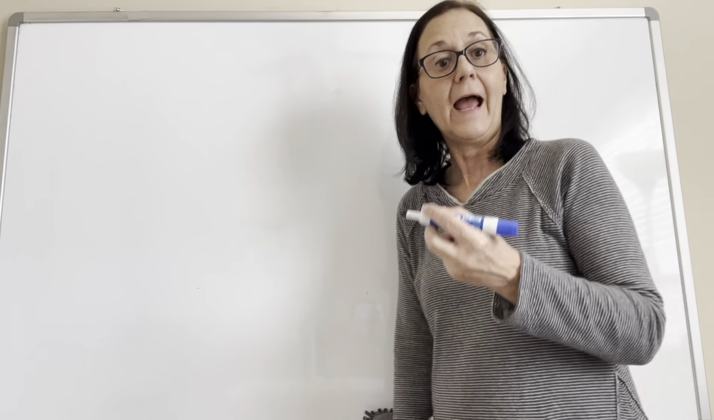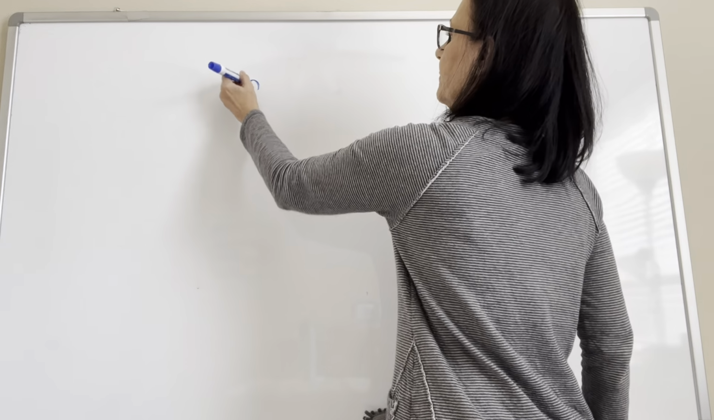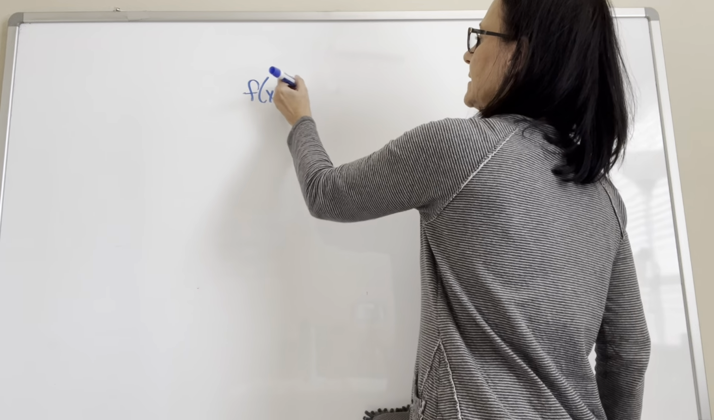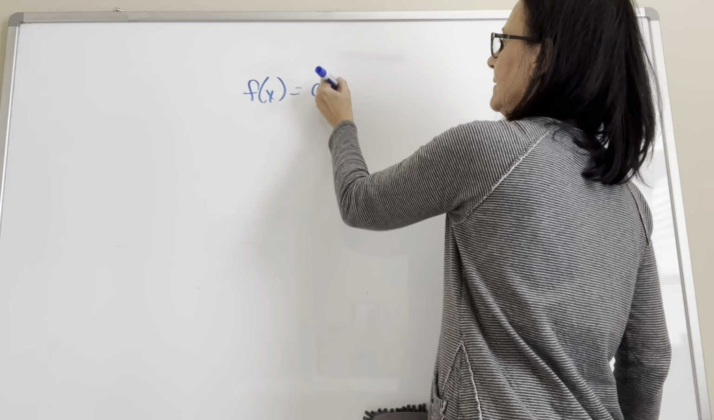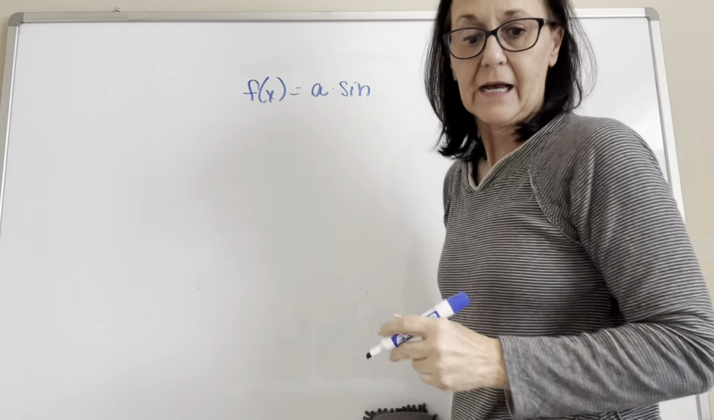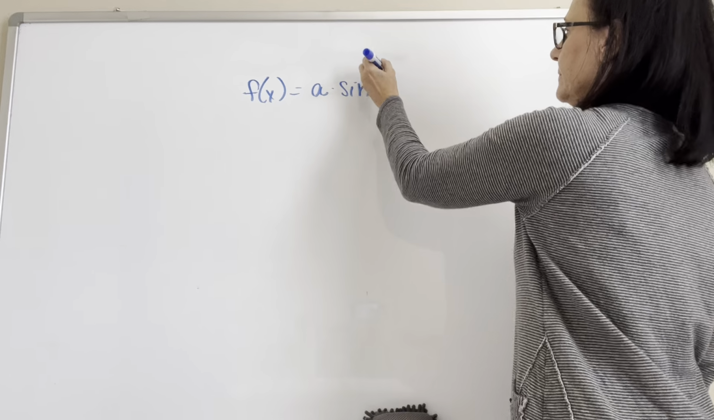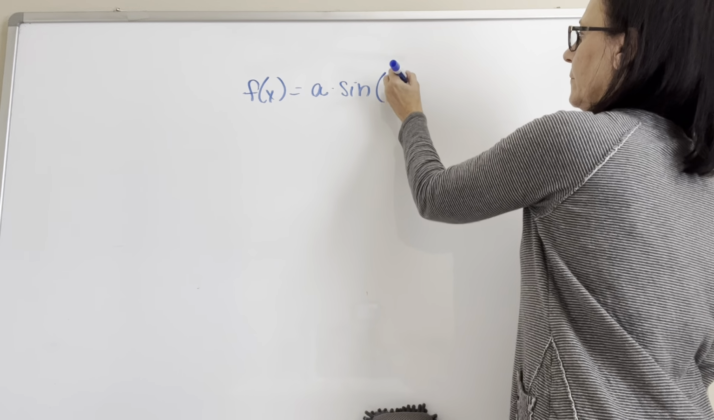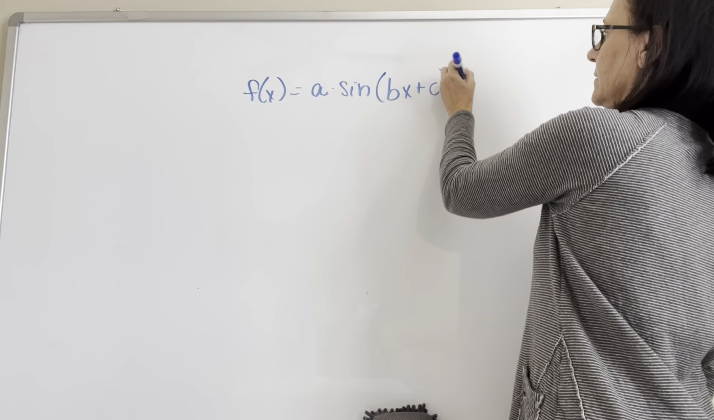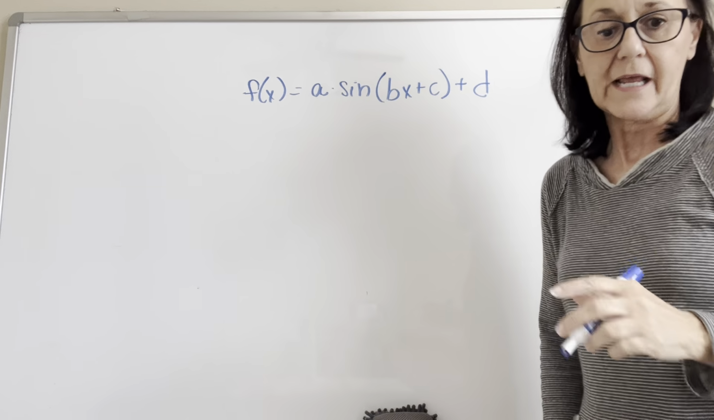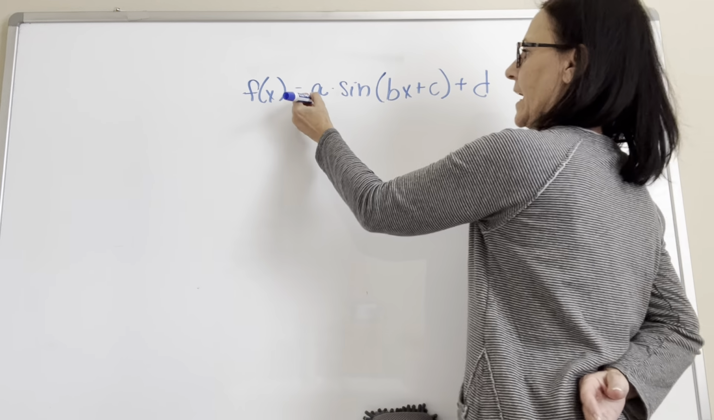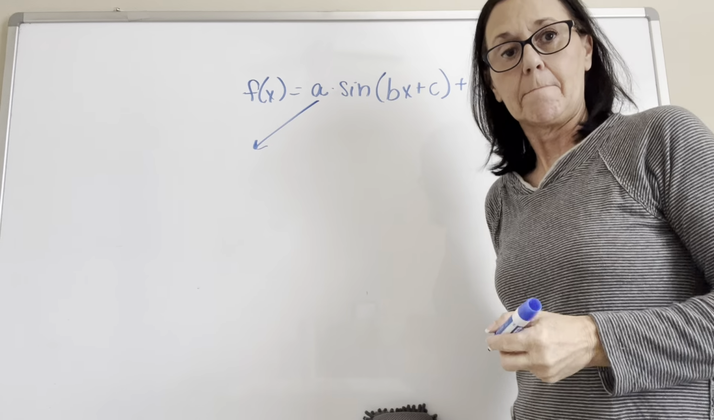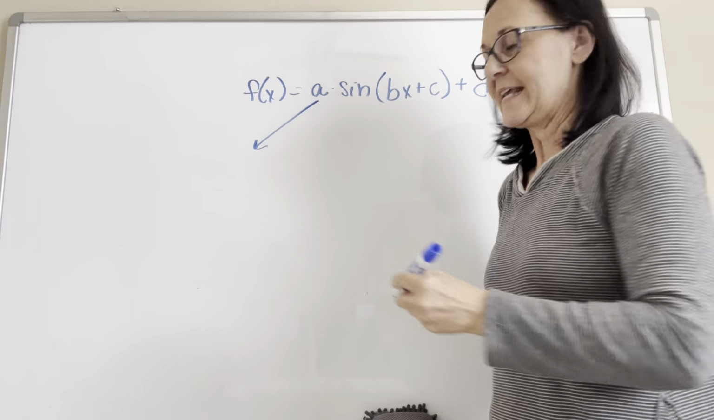So let's just look at the sine function. Say f of x equals a times the sine of bx plus c, plus d. All right, that's our standard equation. Remember what this a is, right? You remember that? It's the amplitude.